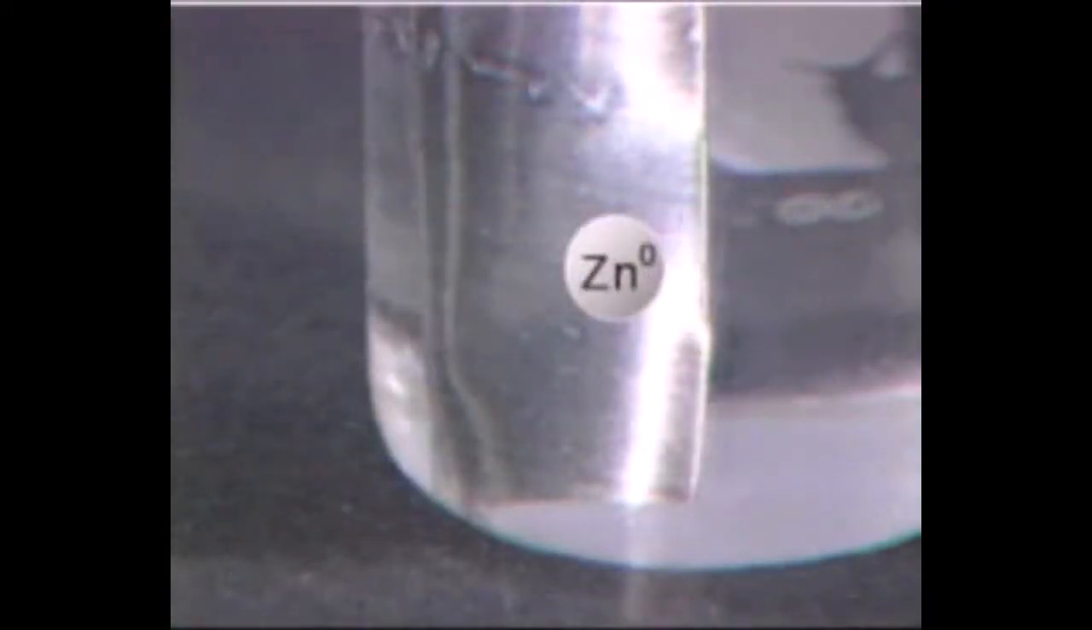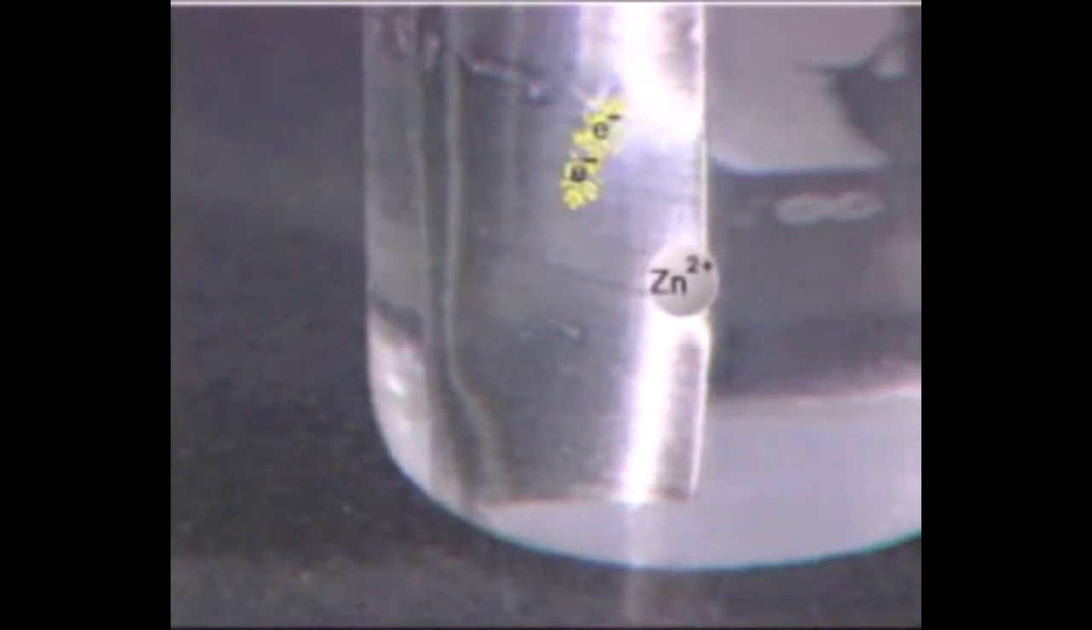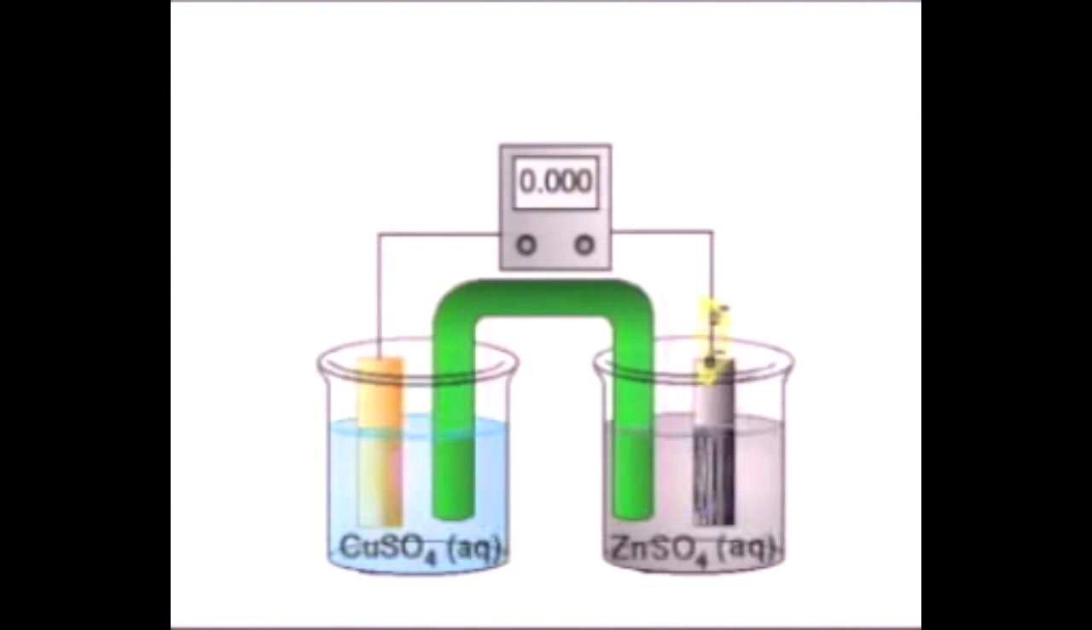This is how the battery works. At the zinc electrode, each atom of zinc that ionizes releases 2 electrons. The zinc ion enters the solution, and the electrons migrate through the wire where they can do work, such as light a flashlight or turn an electric motor.